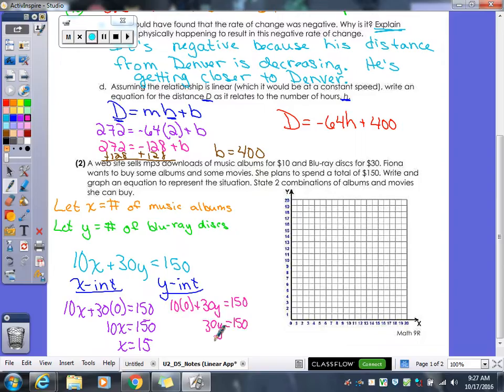So 30y equals 150. What does y equal? 5. On what? I'm going to get to that in a second.